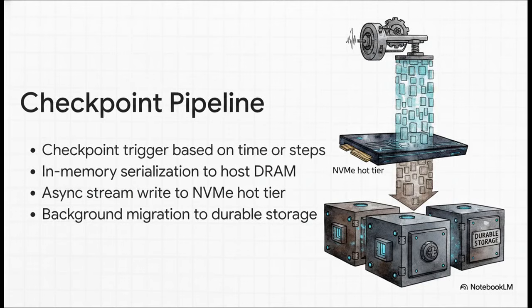When a checkpoint triggers, instead of halting the entire cluster to write out to slow network storage, the system does a quick in-memory serialization. It dumps that data locally to super-fast NVMe drives in an absolute flash. Then, completely invisibly, it migrates that data to long-term durable tiers like object or tape storage, running entirely in the background, while your training just happily continues without a hiccup.